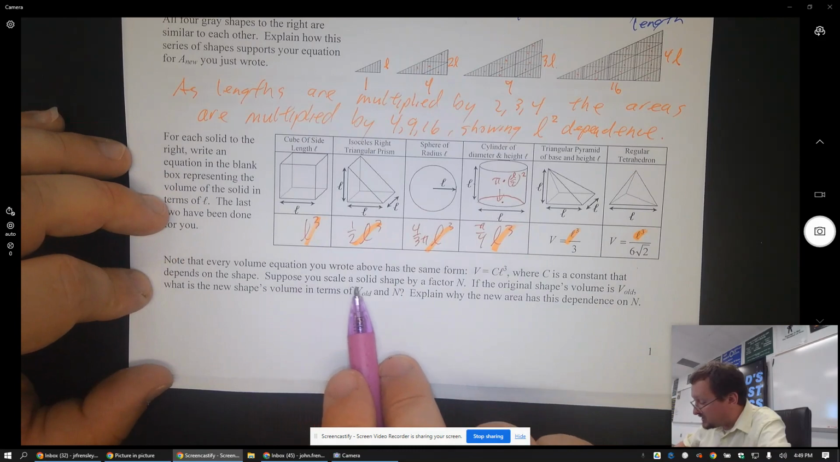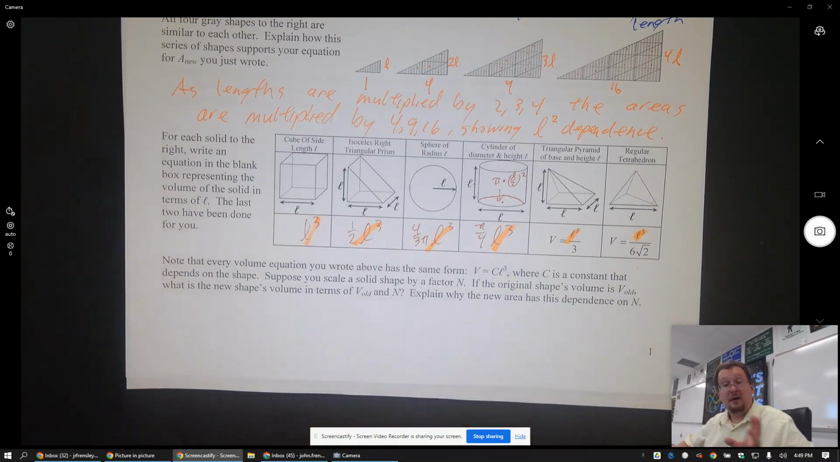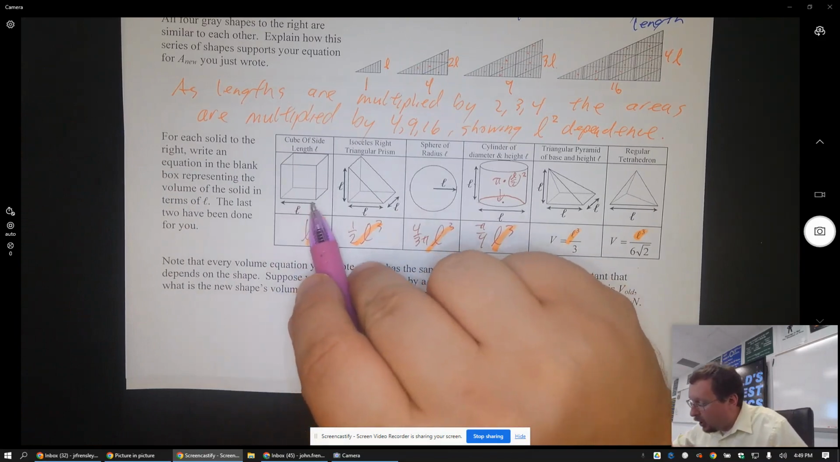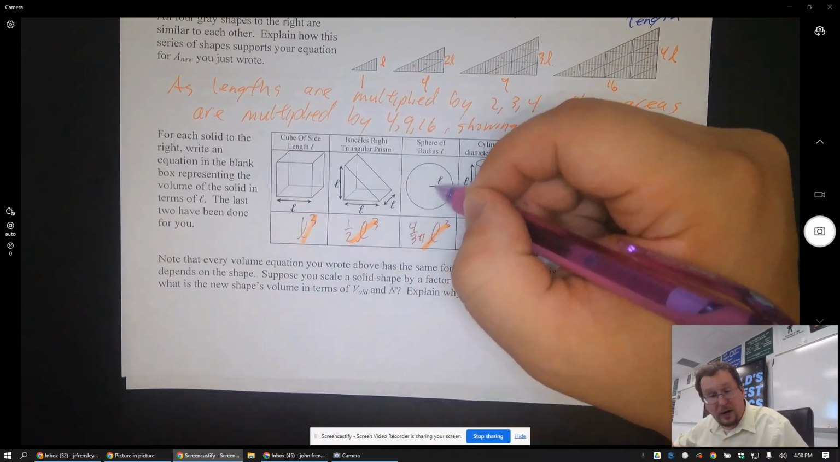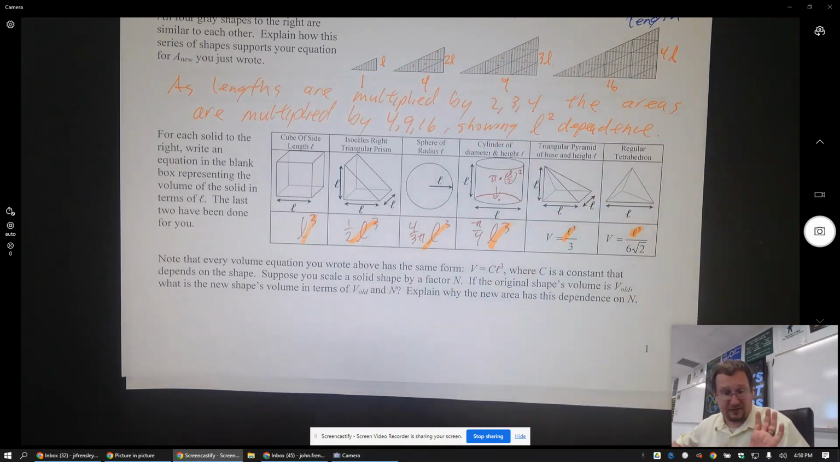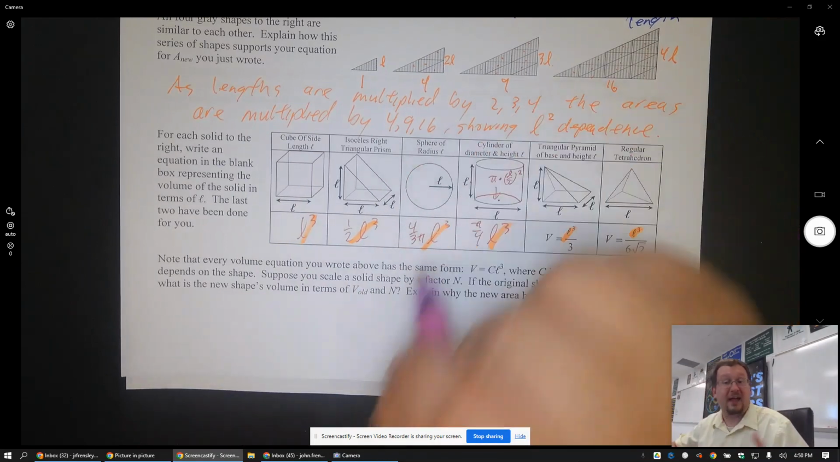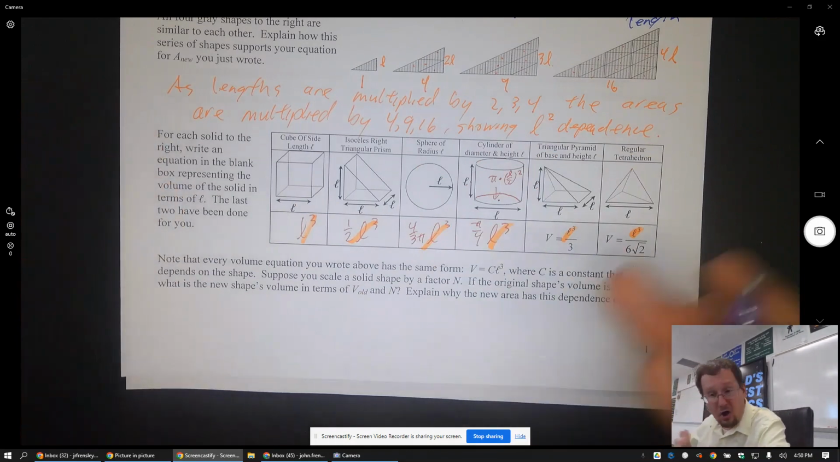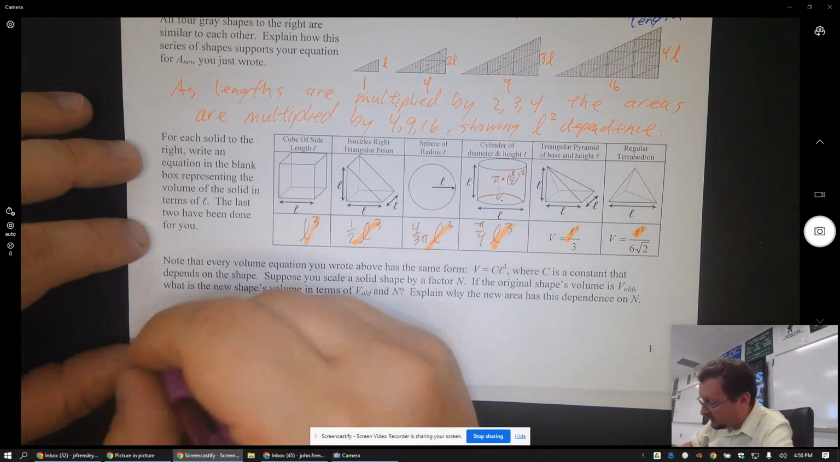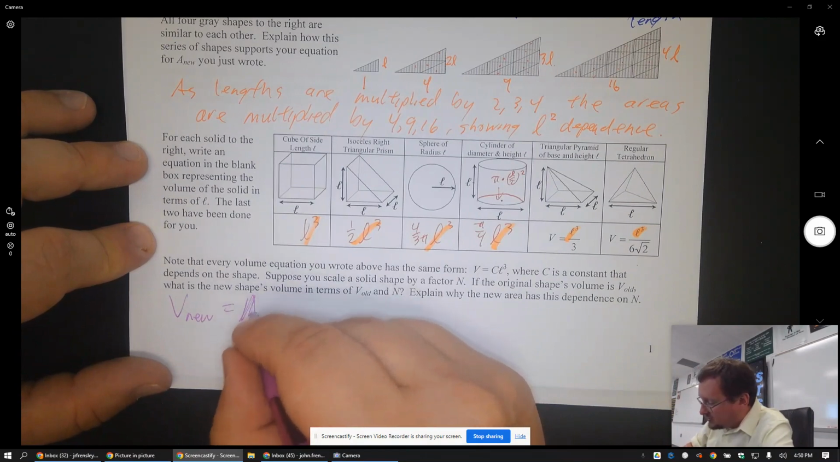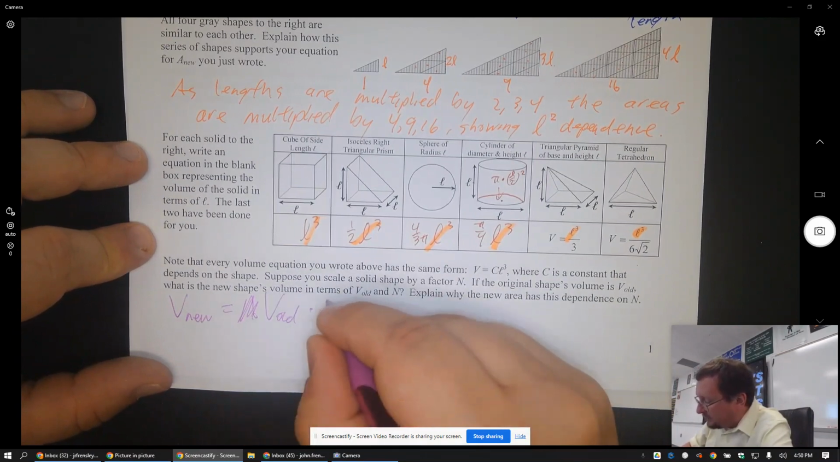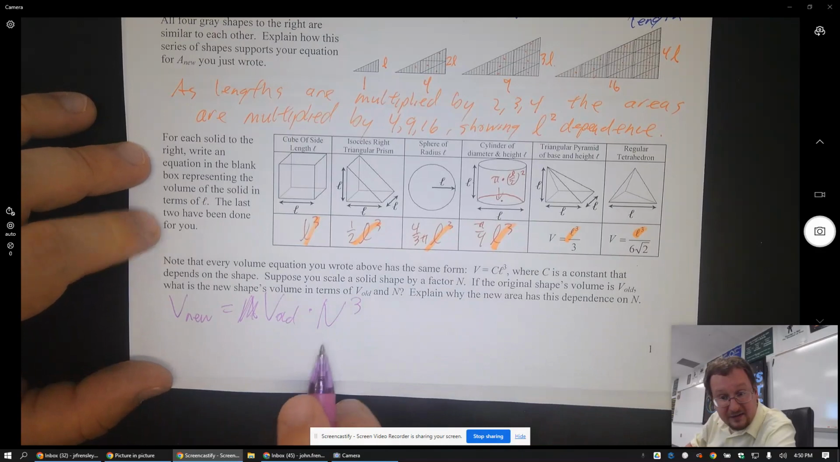Okay, suppose you scale this up by factor n. Scale factor means that all the lengths are multiplied by the same number. So if you multiply all the lengths by 3, the scale factor is n equals 3. If you multiply the radius, which multiplies the diameter, the circumference, and everything else by 4, then that's a scale factor 4, right? All the lengths go up by the same scale factor. But the new volume is the old volume times n cubed, because it's a volume.